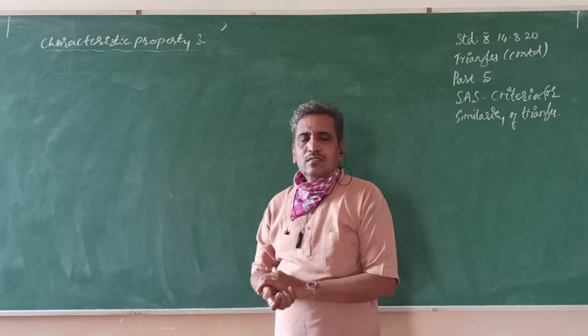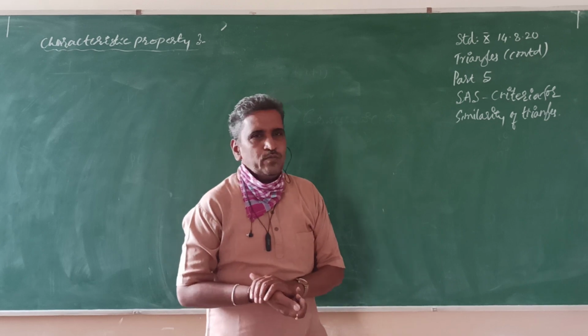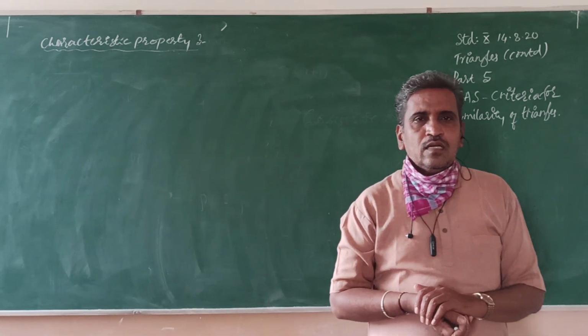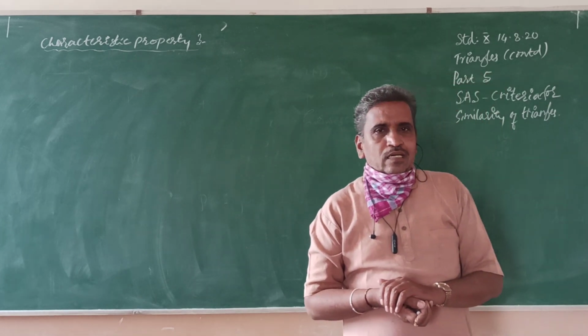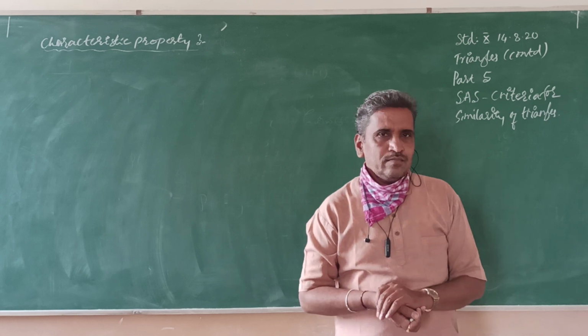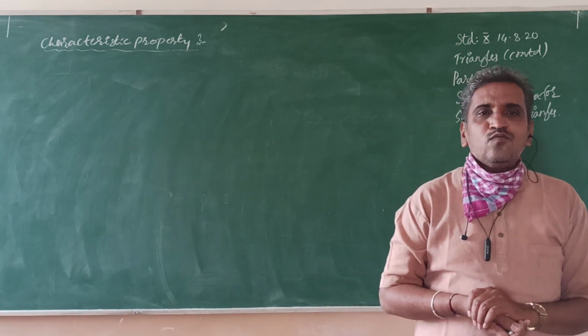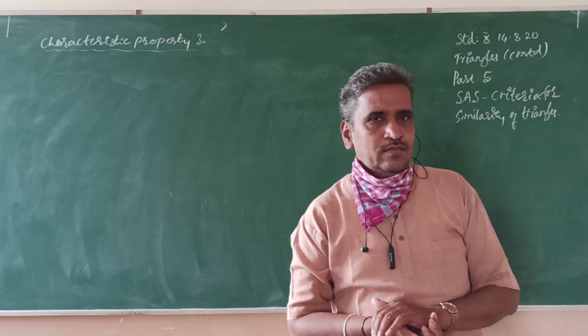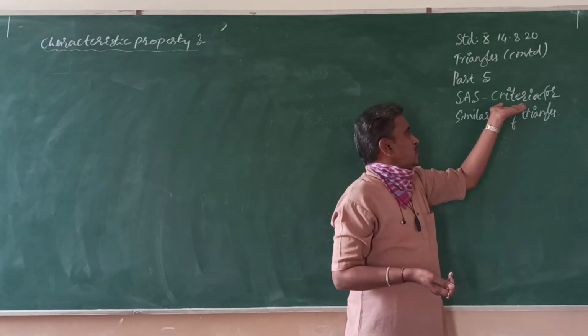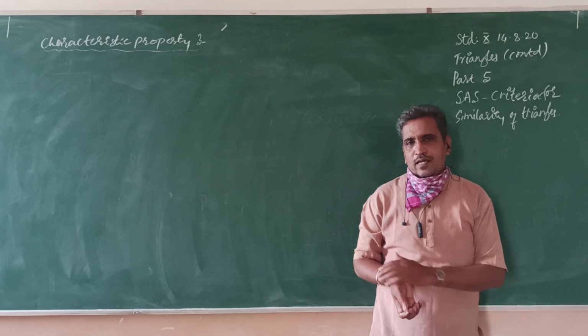In the chapter Triangles, we have just finished part 5. In the previous class, we studied the AA criteria for similarity of two triangles and the SSS criteria for similarity of two triangles. Today, the next part is the SAS criteria for similarity of two triangles.